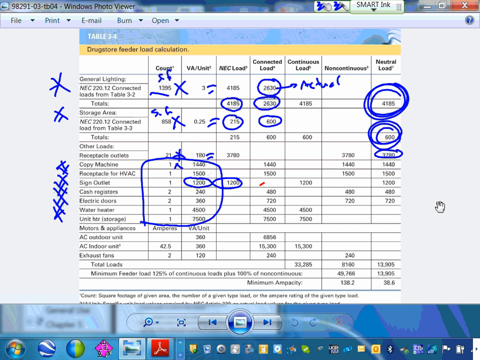Then you get the last thing, guys, which is the AC unit. We're giving you the AC unit as the amps. Here's my amps multiplied by the voltage. That gets you this amount for the indoor unit. For the outdoor unit, you're given this amount, and for the exhaust fan, this amount. You add them all up, and that's your total for the whole continuous. If they're continuous load.